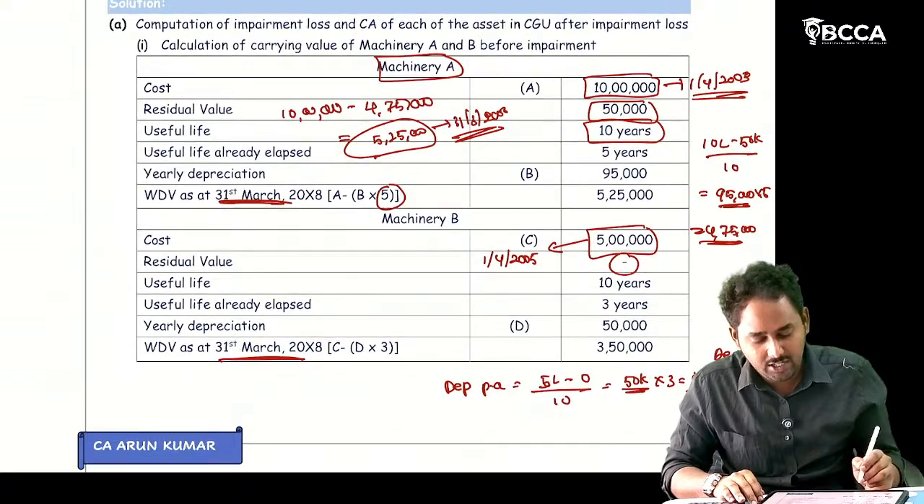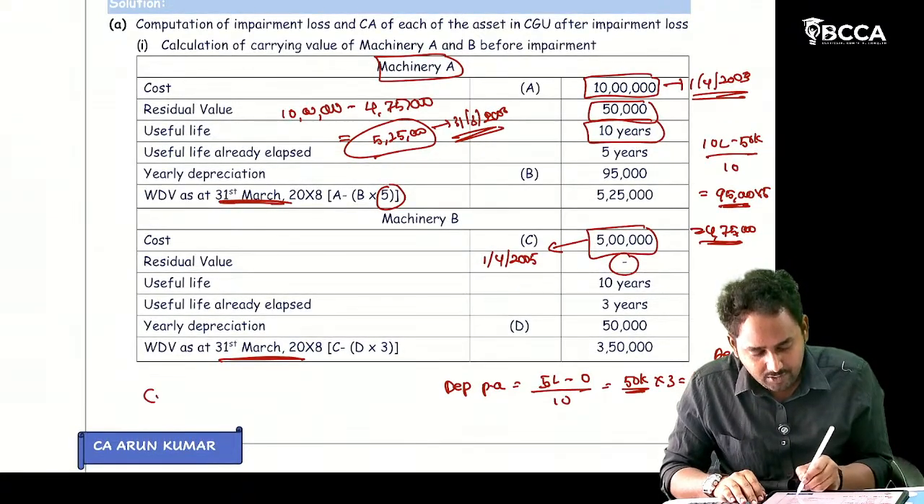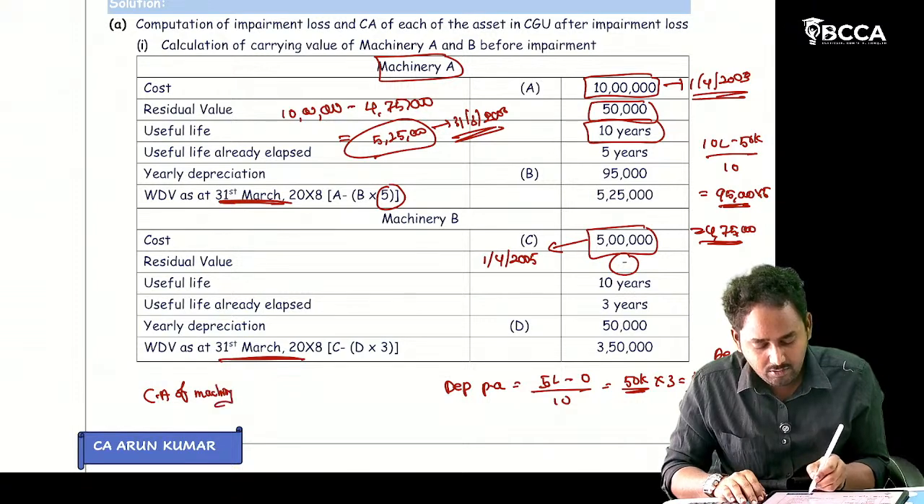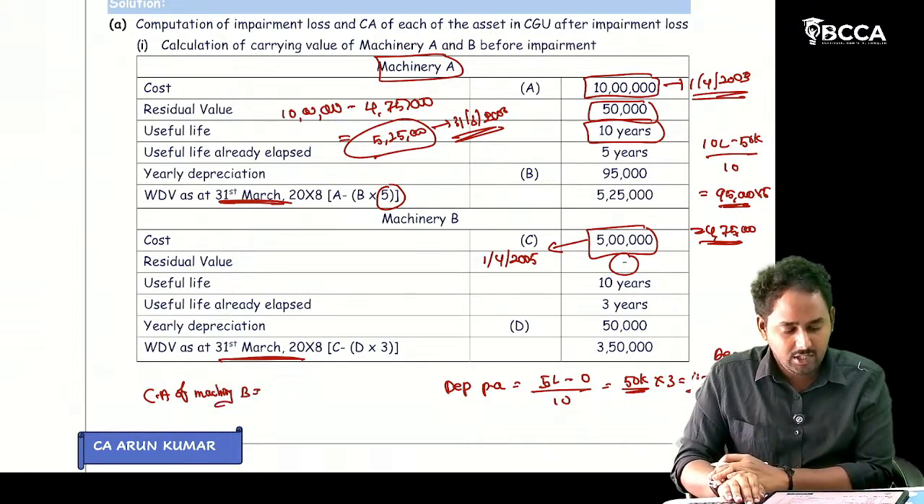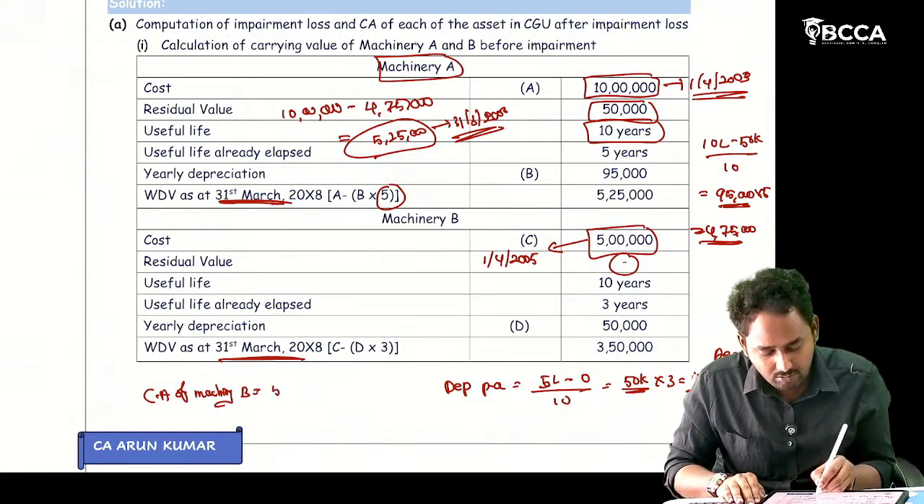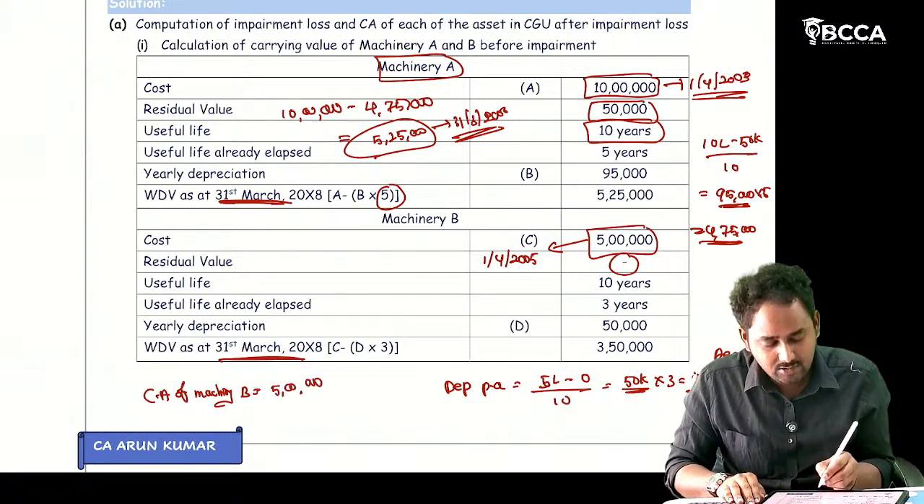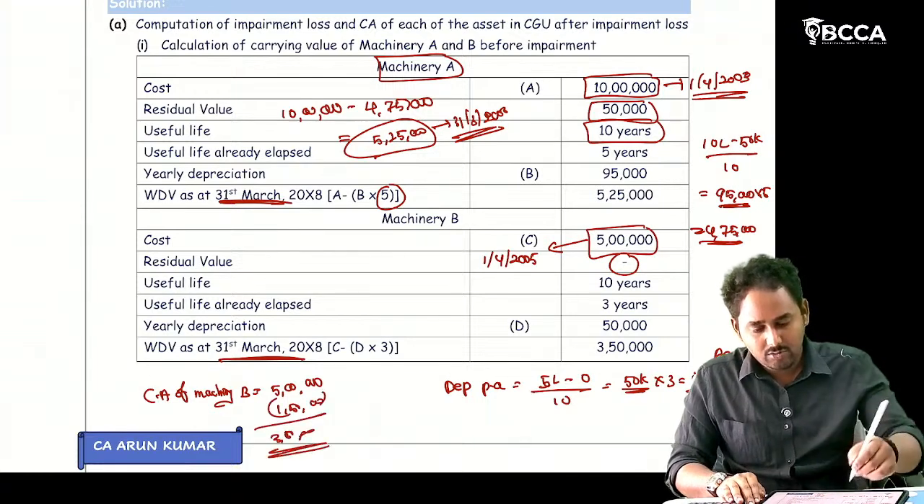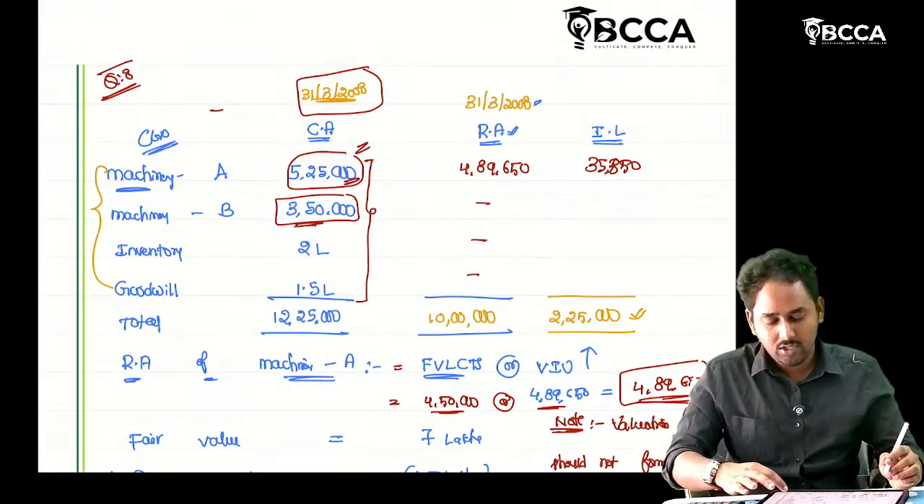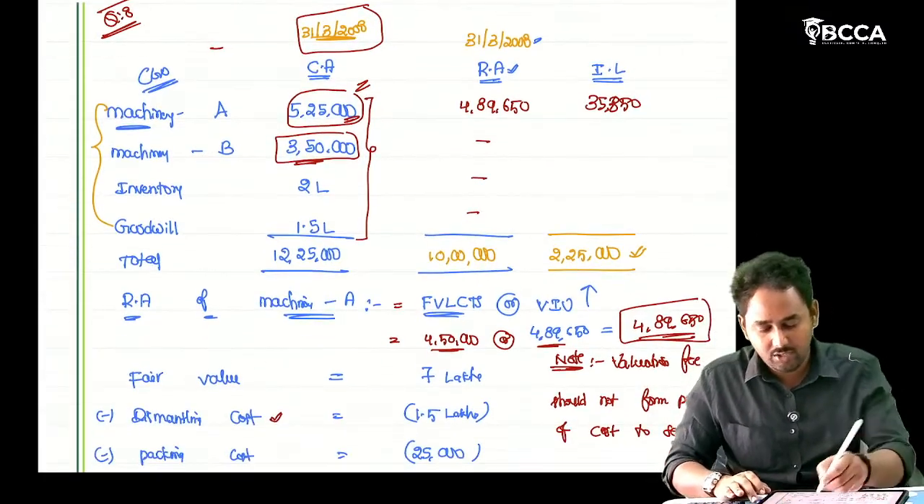Then what is the carrying amount of machinery B? It equals 5 lakh minus depreciation for 3 years, 1 lakh 50, so I got 3 lakh 50. So this is the carrying amount as on 31st March 2008, 3 lakh 50.